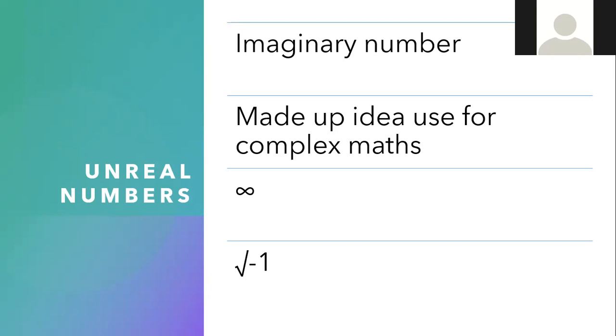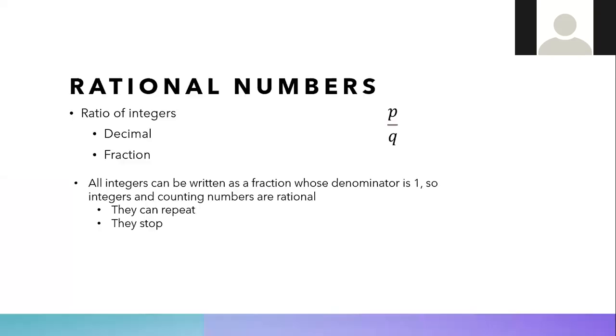So actually, let's look at two particular real numbers: rational and irrational numbers. Let's look at rational numbers first. You can break rational numbers down into a ratio of integers. So they can be a decimal and they can be a fraction. So it's P over Q. All integers can be written as a fraction whose denominator is 1. So integers and counting numbers are rational.